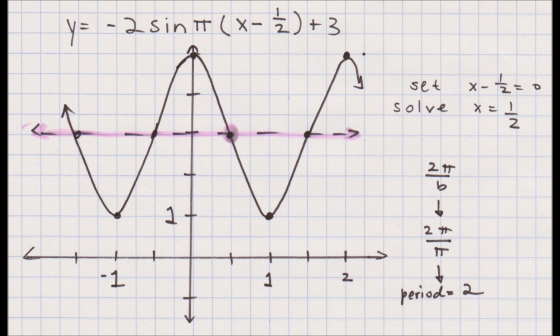Now the negative 2 in the front changes the amplitude. A normal sine function starts at 0, then goes up 1, but in this case it starts at 0, then goes down 2 because of the negative. Then it goes back up to 0, up 2, then down to 0. Then there you have it.